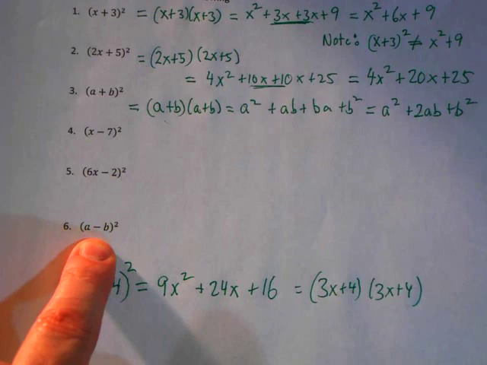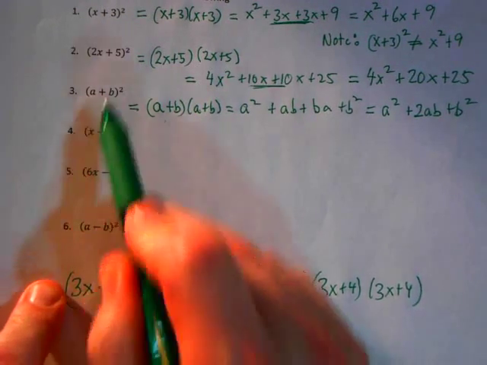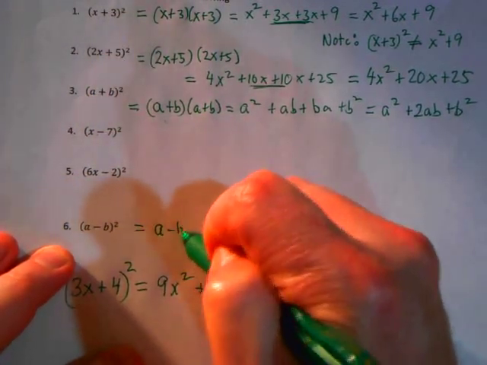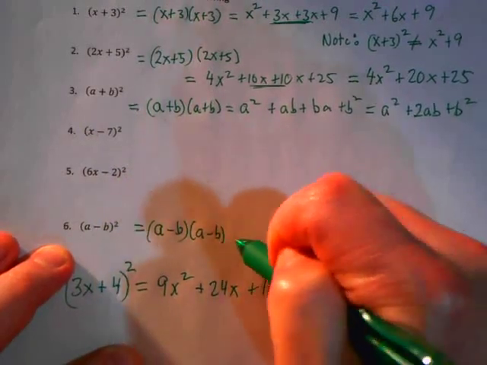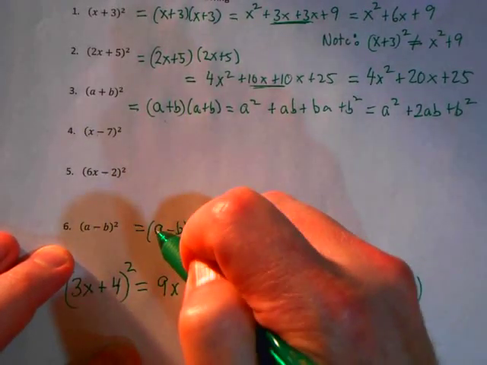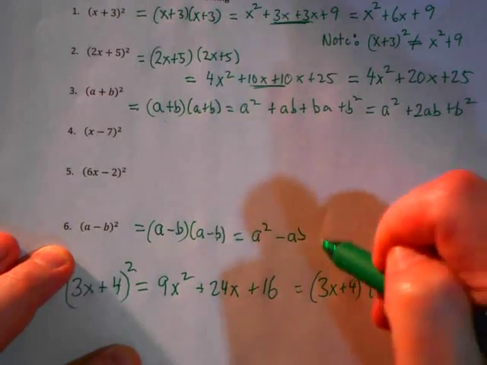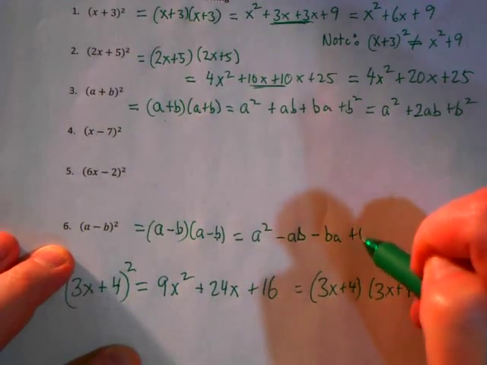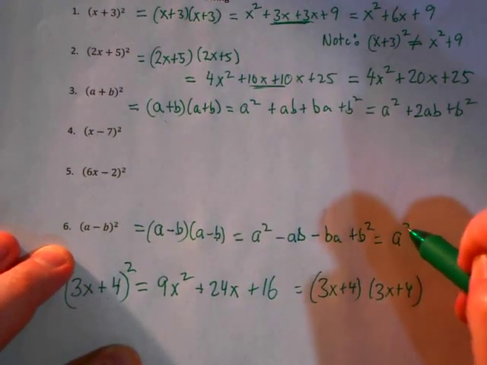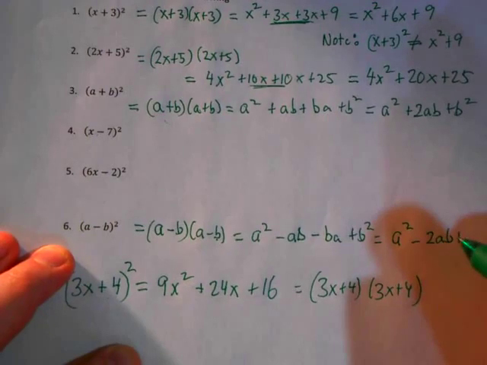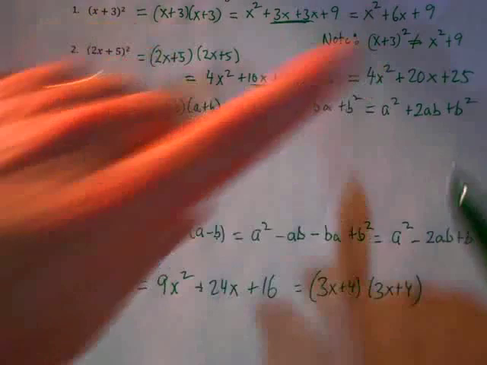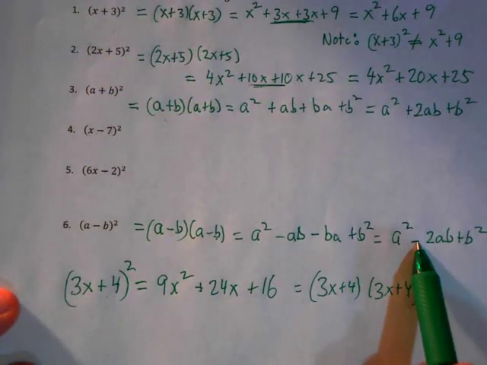I'm going to skip down to the last one here. Notice this one has minuses in it. These three, where those three had pluses. You got kind of the same thing here. If I were to write this out, a minus b times a minus b, I would have a squared, and then I would have a minus ab. I would have a minus ba, and a minus times a minus would make a plus b squared. So that would be a squared minus 2ab plus b squared. Notice, very, very similar. The only thing that changed is this plus turned into a minus.